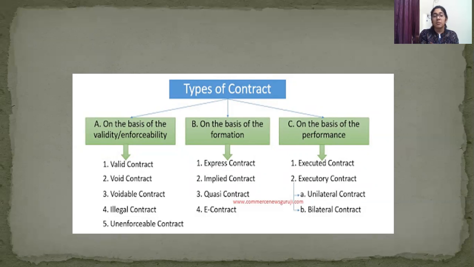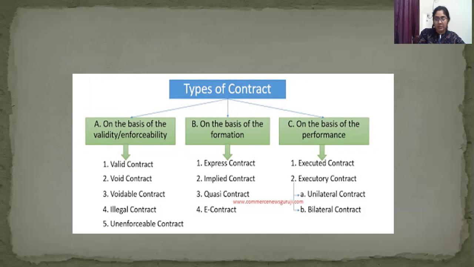That is why the first subpart is talking about the validity. If the contract itself is not valid, all the other essentials mentioned in B and C automatically are not important. So the first look you give to your question, you have to decide about the validity and enforceability of the contract. As I've mentioned, these are 5 types of contract in part A.